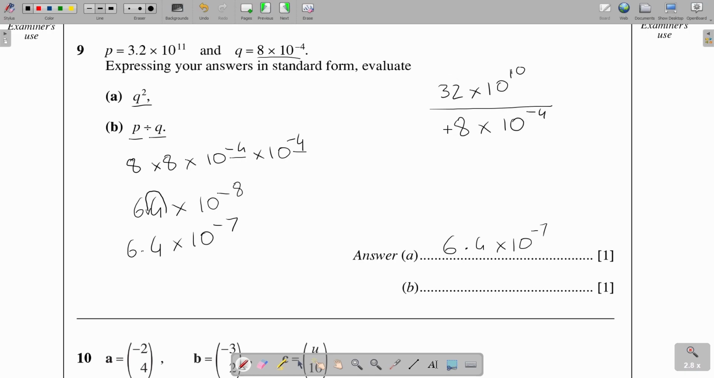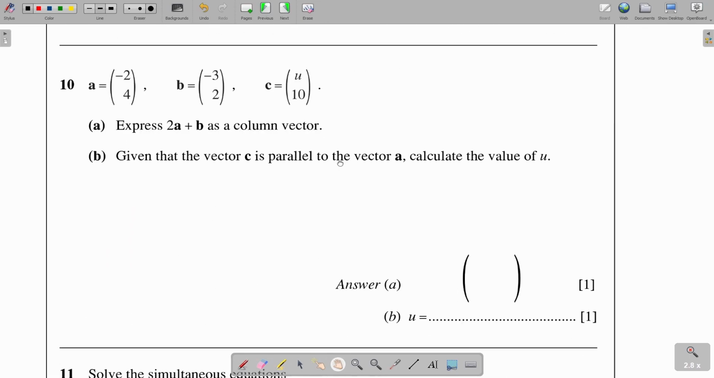Now 8, 2s are 16, 3s are 24, and 4s are 32. So this becomes a 4, and then when two numbers with indices are divided, you actually minus this number from this number. So 10 minus negative 4 is actually going to equal 14. So this will be 4 into 10 to the power of 14. And that is question number 9. So moving on to question 10.